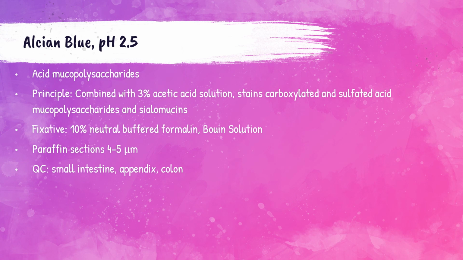Alcian blue with a pH of 2.5 is used to stain acid mucopolysaccharides. Alcian blue is a dye that is soluble in water and blue in color. When used in a 3% acetic acid solution, which gives it a pH of 2.5, Alcian blue stains both sulfated and carboxylated acid mucopolysaccharides and sialomucins. Tissues need to be cut 4 to 5 microns in thickness and be fixed in either 10% neutral buffered formalin or Bouin solution. Quality controlled tissue for Alcian blue with a pH of 2.5 can be tissue from the small intestine, colon, or the appendix.